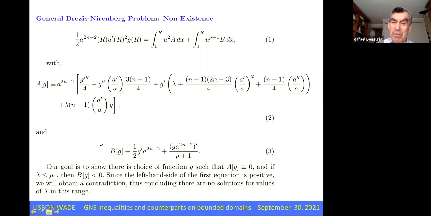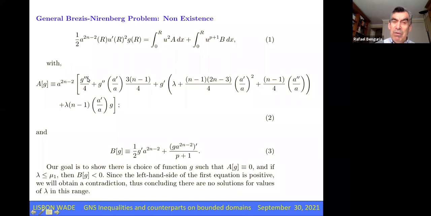So in order to prove a contradiction, to prove non-existence, you use the virial theorem, and you have to choose a particular G for which A is zero and at the same time B is negative. And since the term in the boundary is positive, you get a contradiction. So that's the general scheme. And in all the cases that I know, this was done using particular special functions.